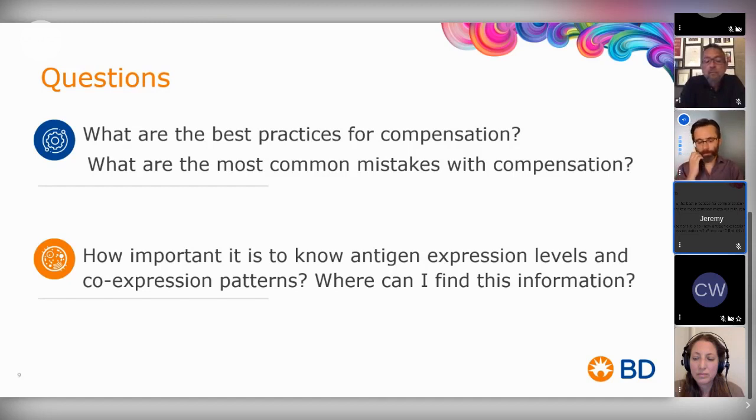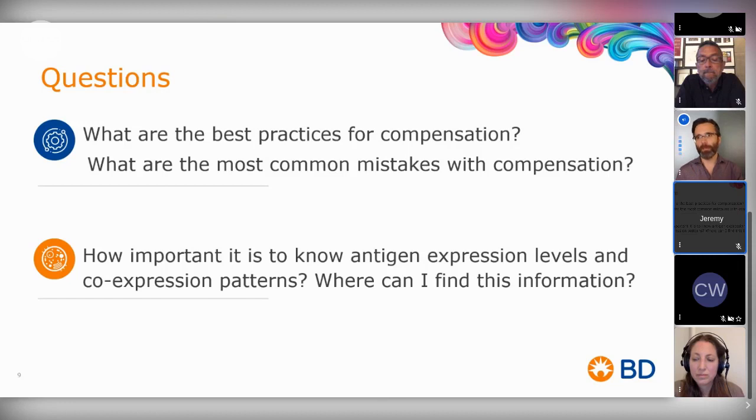The other rule of compensation is that the compensation control should be as bright or brighter than what you see in the sample. And this is also something very easy to overlook. We see many times, especially when people use beads and cells interchangeably, that you're not seeing the same expression, right? So it's very easy to realize that your beads maybe are not as bright or brighter than what you see in your sample. So that's another common mistake.